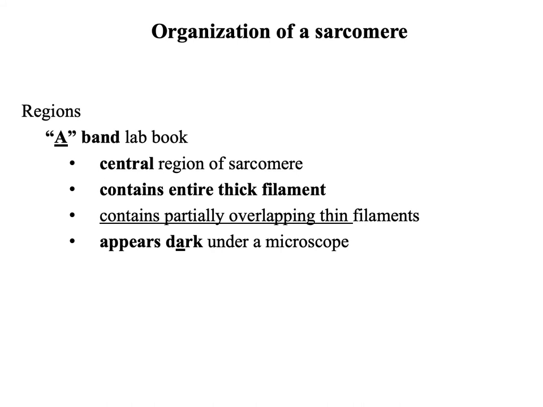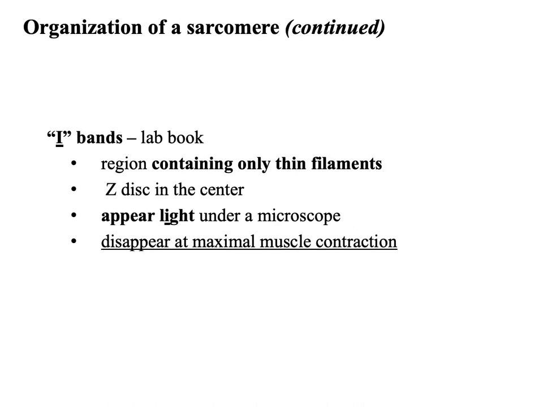All right, so I already showed you the different regions of that sarcomere. There are dark bands and light bands. The dark band, D-A-R-K, is the A band, and that is going to be dark under the microscope. I'll show you in a picture what it looks like on a sarcomere in more detail, so it's easy to show you with a picture. I can't go back or I'll lose the recording.